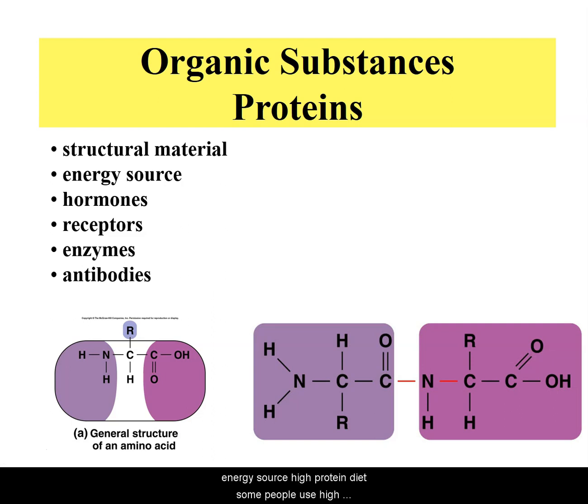High protein diet, some people use high protein diets for weight loss, and so that protein becomes the energy source. Many hormones are proteins. The amino acids forming one or more polypeptide chains, and we'll look at that in just a minute. Receptors on the surface of cells and different areas of your body, we talked about receptors before, are made up of proteins. Enzymes act as catalysts.